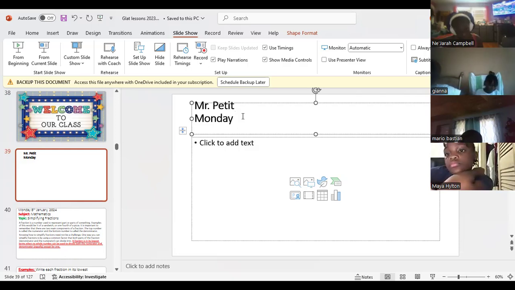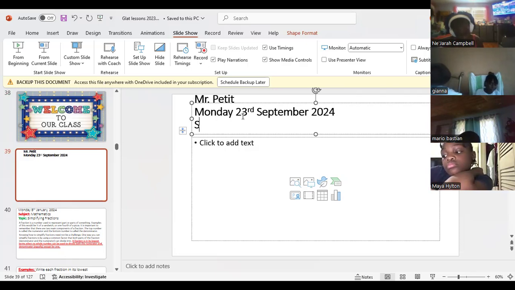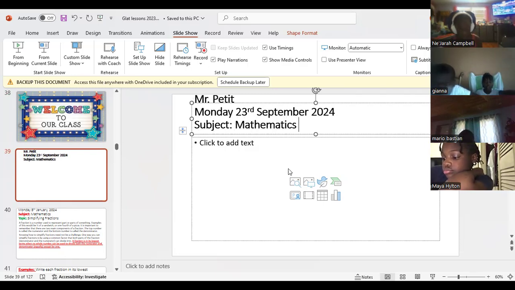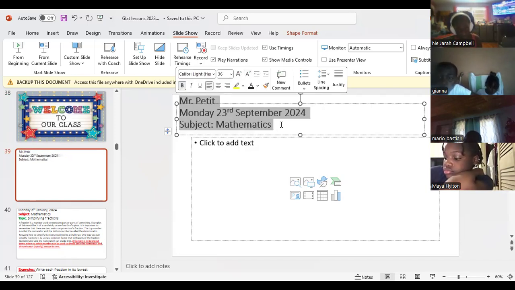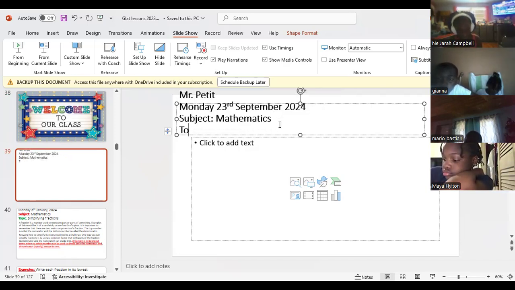Okay, Legacy. Today is Monday, the 23rd of September, 2024. The subject is, of course, mathematics. We're going to start off with mathematics today. Can we do science next? Mario, you need to behave, otherwise you will get kicked out of the meeting. We're doing mathematics today. The topic for today is simplifying fractions.